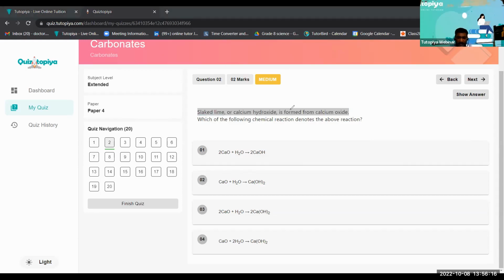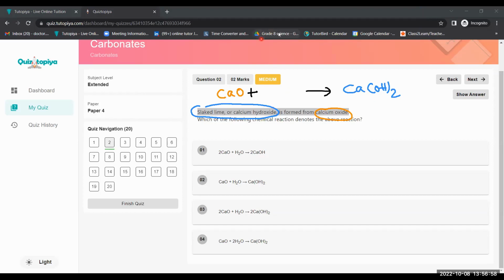See, the question is, slaked lime is otherwise called calcium hydroxide. That is formed. So formed means it's a product. I write it on the right side. It's formed from calcium oxide. From means it's a reactant. So my calcium oxide would be a reactant. Now, what is that something which should react with this to get this product? I have two reactants and one product. Can anyone tell me what is that something missing here which gives calcium hydroxide? Water. Very good. Keep it up. Is it Abdullah?